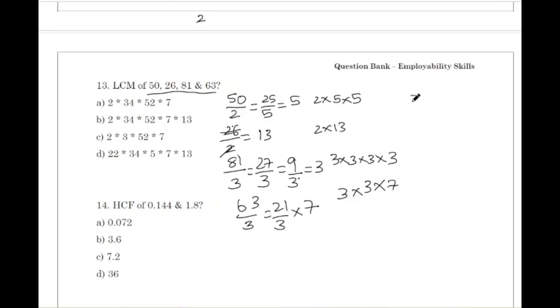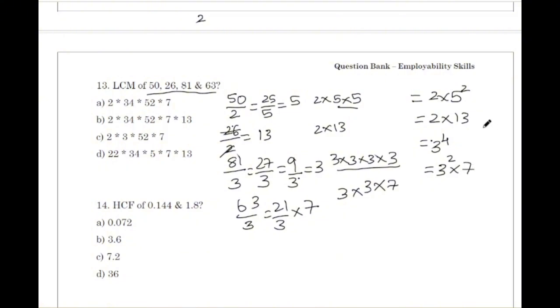We can write this as 2 into 5 to the power of 2. Then 2 into 13. Then for this 81, it is all the 4 threes, so we can write 3 to the power of 4, and then 3 to the power of 2 into 7.